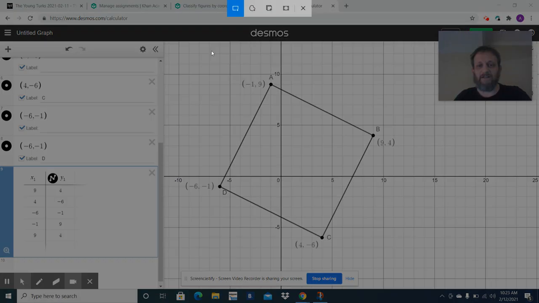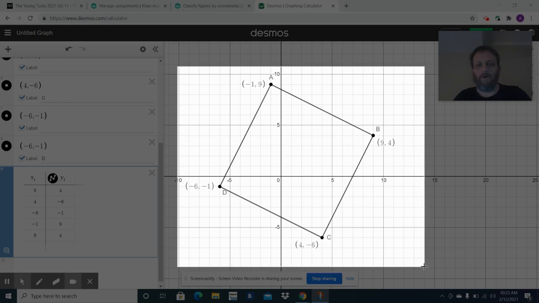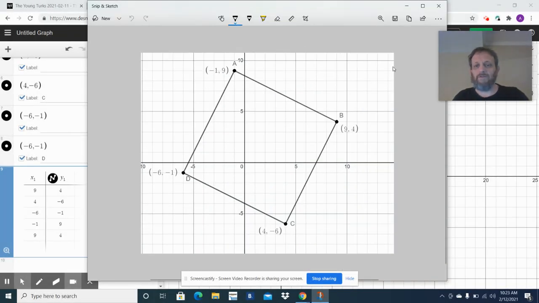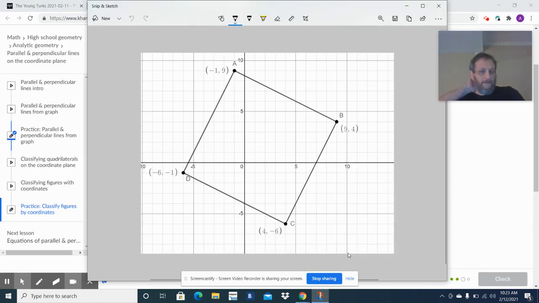I don't know what this question's going to be, but I can tell you just from looking at it, it definitely looks like it might be a square. We'll absolutely make sure that it's a square, but it definitely looks like it could be. So let's go back and see what they want to know. Yep, they want to know, is it a square? You know, for a square, we have a couple different things. We have to prove that the sides are equal, and we have to show the slopes, and we're just going to do that.